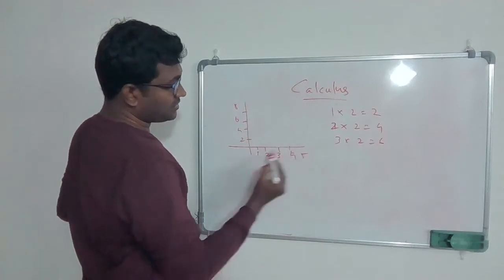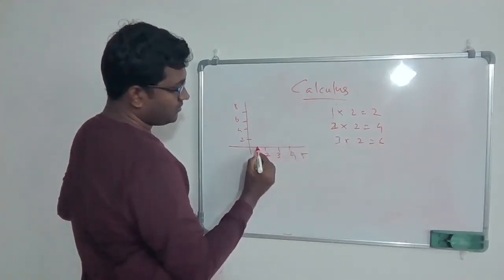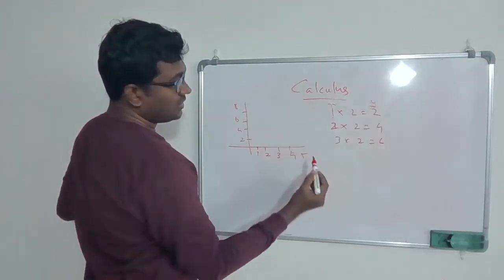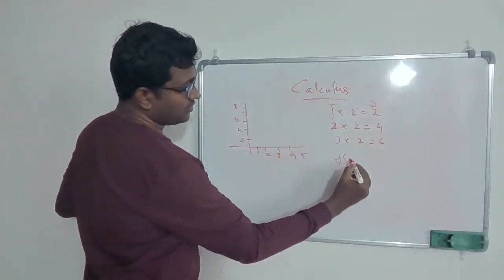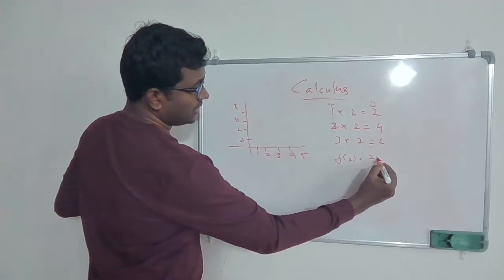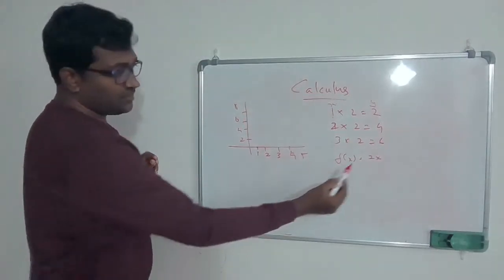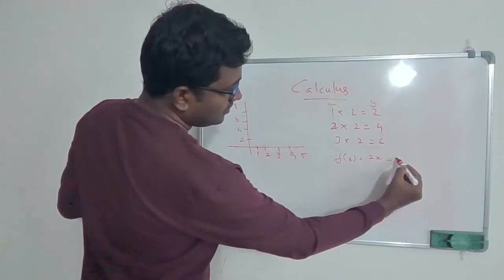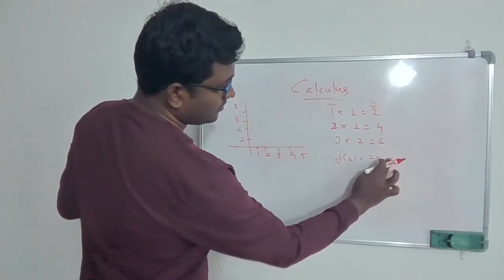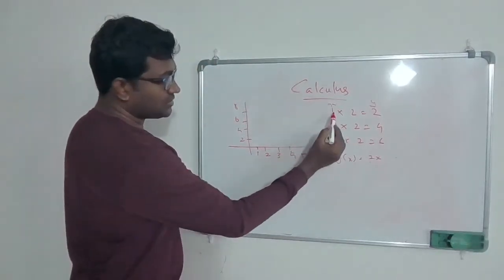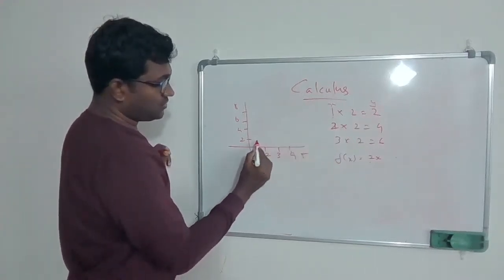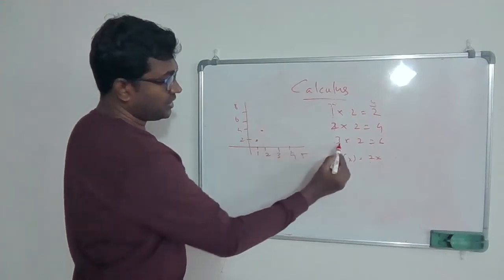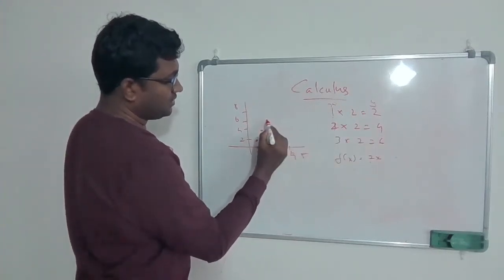The value of x is 1, and this is y. The function f of x is equal to 2 into x. This is the function we are trying to find. So when x is 1, y is 2. When x is 2, y is 4. When x is 3, y is 6.